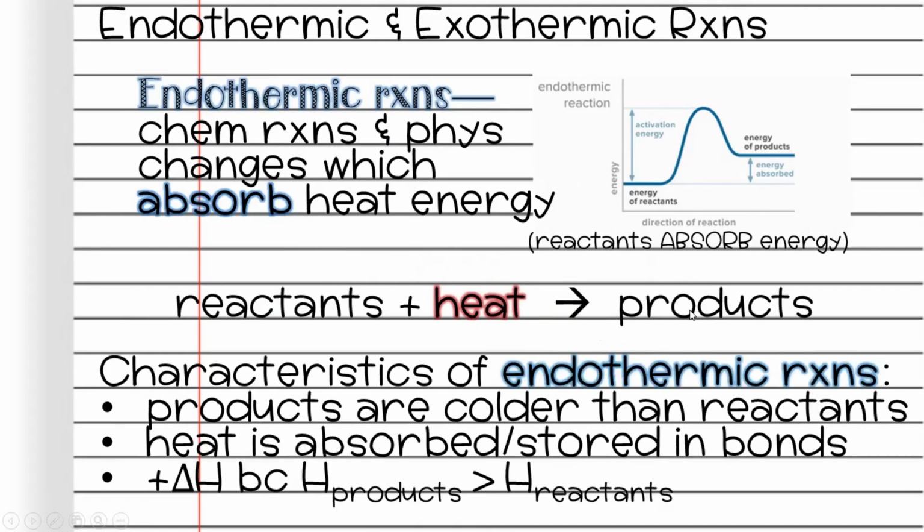Some characteristics of endothermic reactions. The products feel colder than the reactants. The heat is absorbed and stored in the bonds, and the delta H is positive. So notice the positive sign there because the enthalpy of the products is greater than the enthalpy of the reactants.